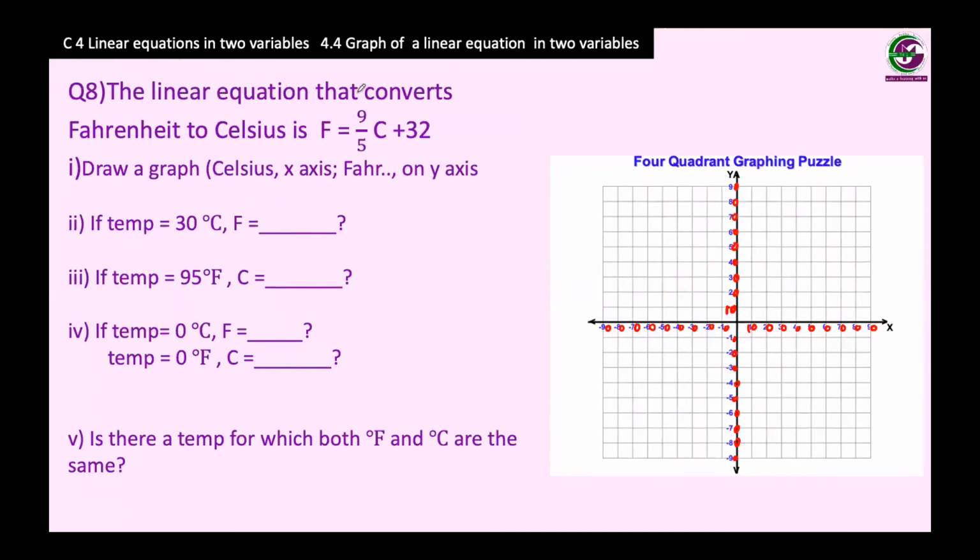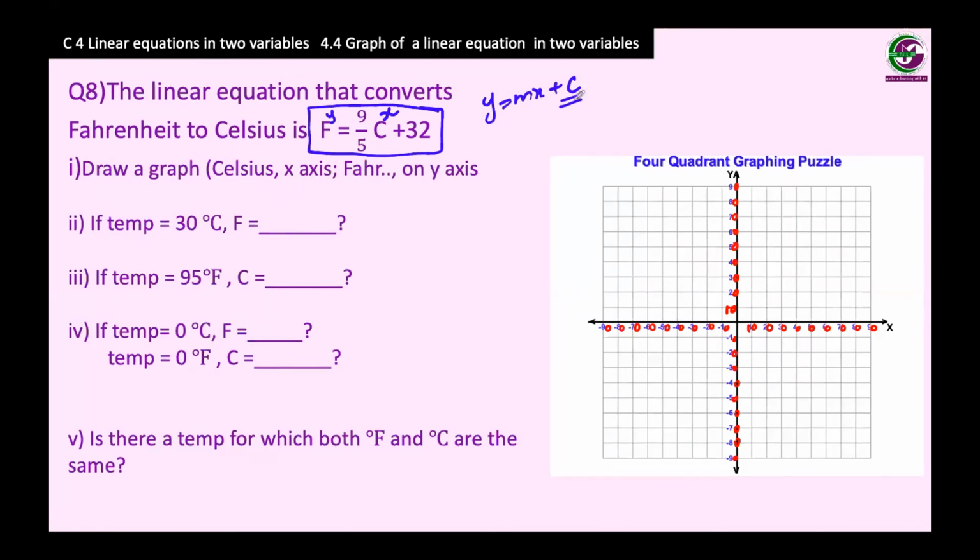The linear equation that converts Fahrenheit to degree Celsius is in the form F is equal to 9 over 5 C plus 32. This is an international equation. And they told you to take Fahrenheit on the y-axis and degree Celsius on the x-axis. We need to graph them. So it's easy. It's in the form y is equal to mx plus c.